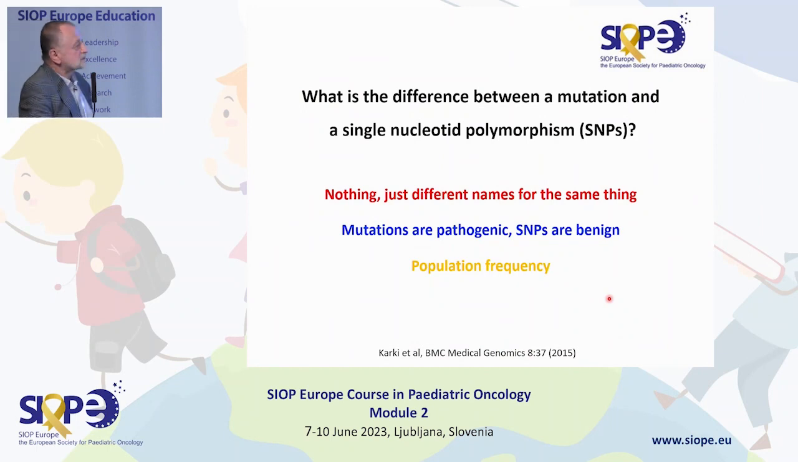So something which is dear to my heart is the problem between mutation and SNP. So what do you think is the difference between a mutation and a SNP? Is no difference? Is it just different names for the same thing? Or as the general knowledge knows, mutations are pathogenic and SNPs are benign? Or is it a difference in the frequency, population frequency? So please vote.